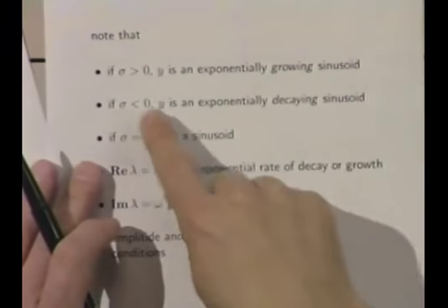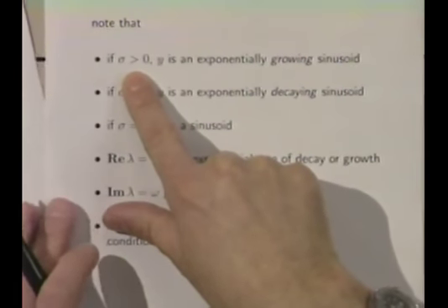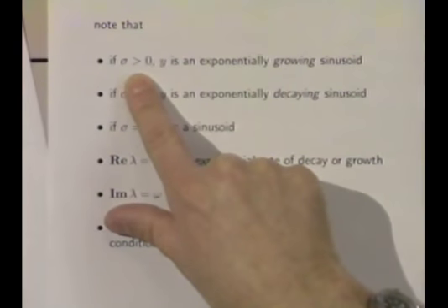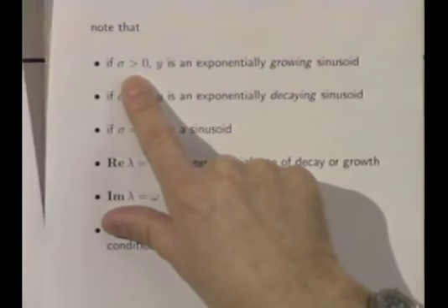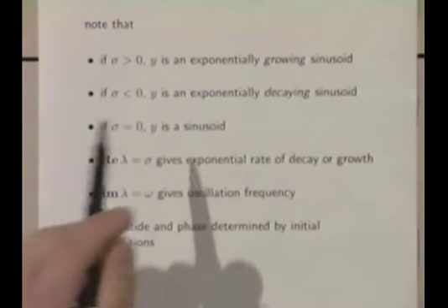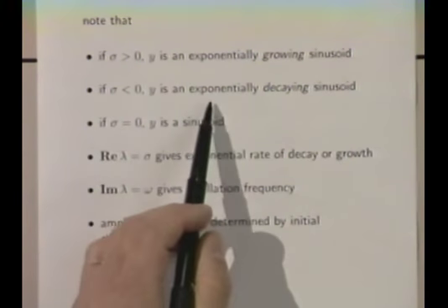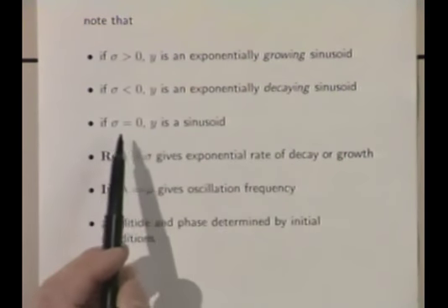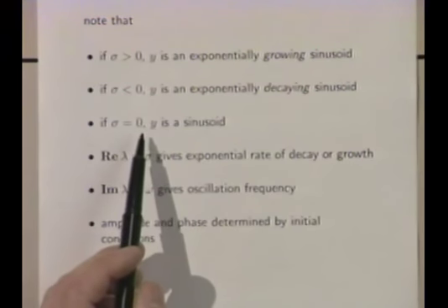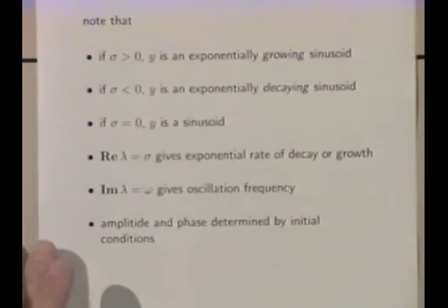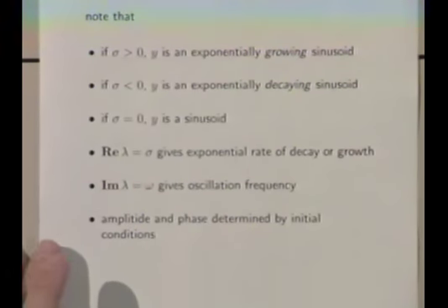First of all, that term sigma, which is the real part of the roots of that characteristic polynomial: if it's positive, then what we have here is an exponentially growing sinusoid. Okay? If sigma is negative, we have an exponentially decaying sinusoid. If sigma is 0, in other words, if the real part of the roots of that polynomial is 0, you have a pure sinusoid. Okay?